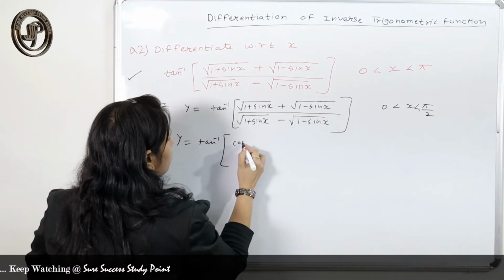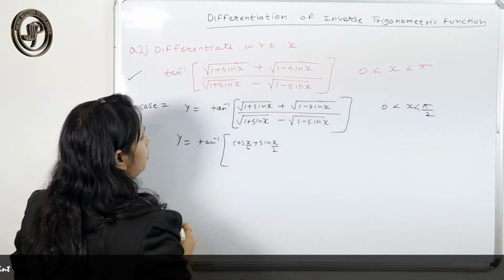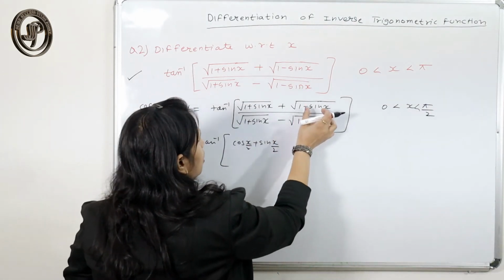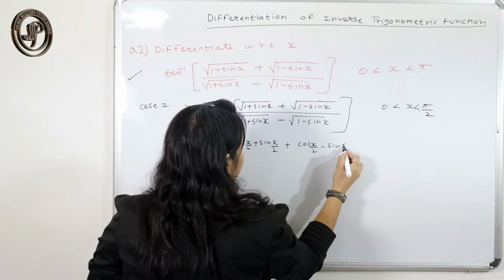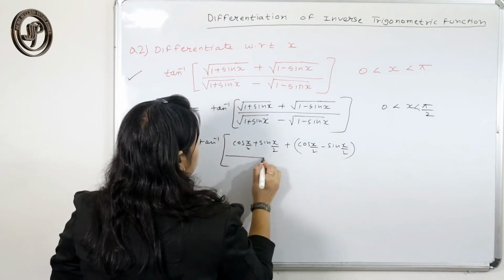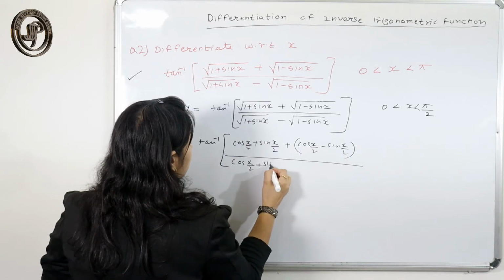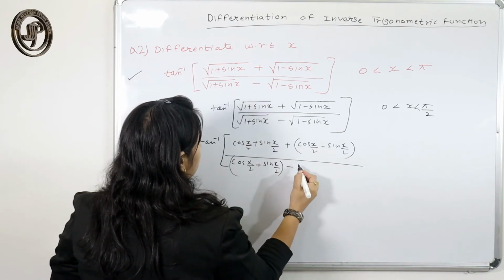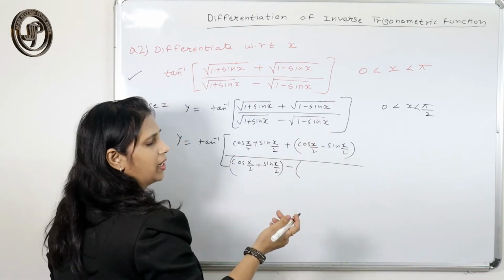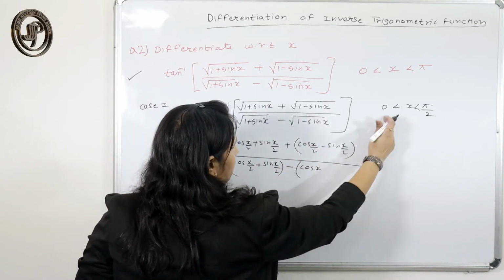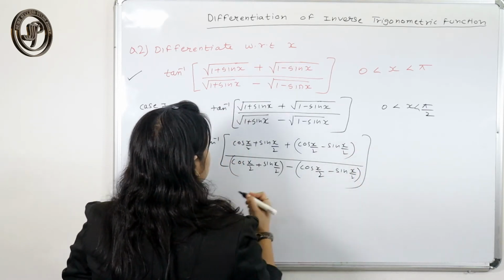Here you put, with plus, cos x by 2 plus sin x by 2, and with this, cos x by 2 minus sin x by 2 with the positive sign. Here the sign will not change, because this will be cos x by 2 minus sin x by 2 in the range 0 to pi by 2. In the range 0 to pi by 2 it is this only.